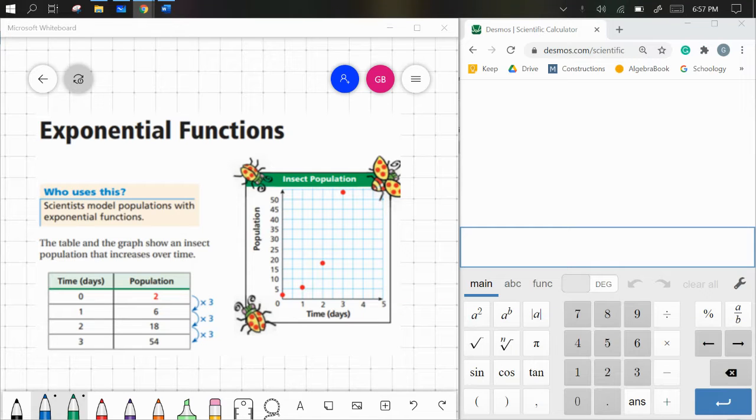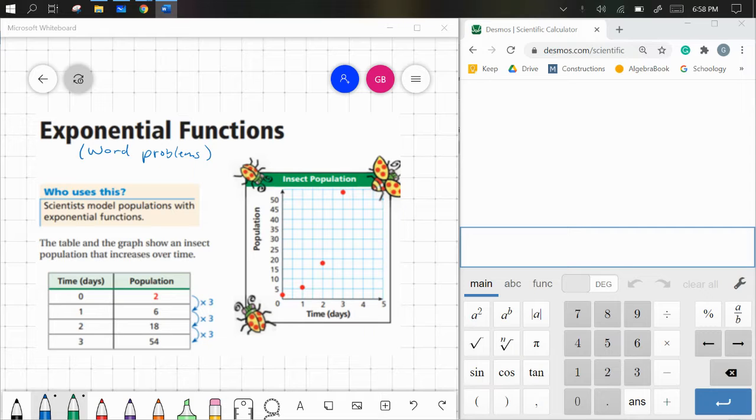Hello everyone. In this video, I'm going to talk about exponential functions and how to solve, more specifically, word problems that involve exponential functions. So who uses this? Scientists model populations with exponential functions.